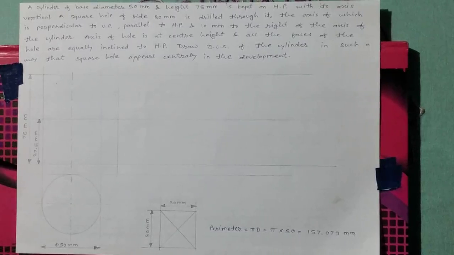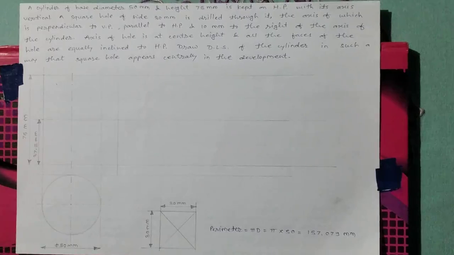Axis of hole is at center height, and all the faces of the hole are equally inclined to horizontal plane. Draw the development of lateral surfaces of cylinder in such a way that square hole appears centrally in the development. Okay, we have to draw the development of cylinder which is having square hole.